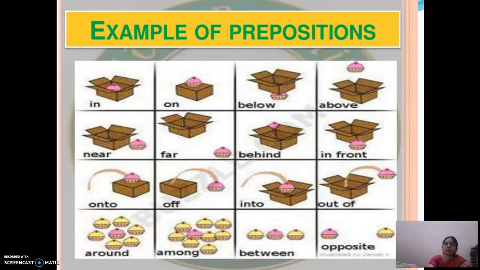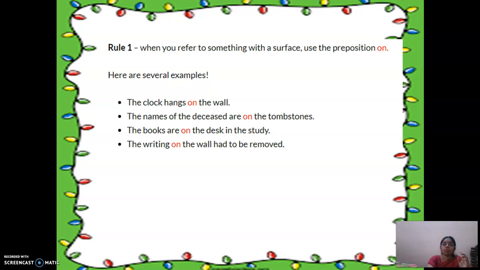So here one more picture shows prepositions: on, in, on, below, above, near, for, behind, in front of, on to, off, into, out of, around, among, between, and opposite. So all these are basic pictures. So what are the rules that we have to follow in the prepositions of place?